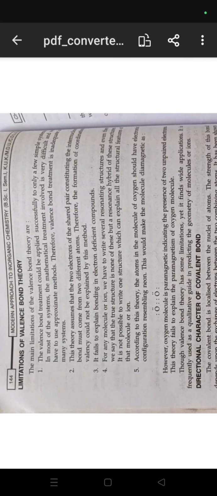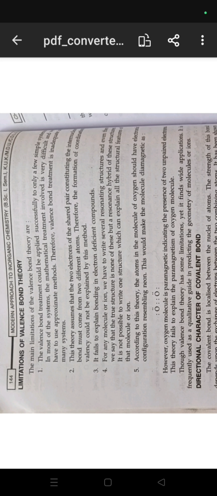Limitation of valence bond theory. The main limitations of valence bond theory are: First, the valence bond theory treatment could be applied successfully only to a few simple systems. In most of the systems, the mathematical treatment involved is very difficult and we have to use approximate methods. Therefore, valence bond treatment is unequitable in many systems.